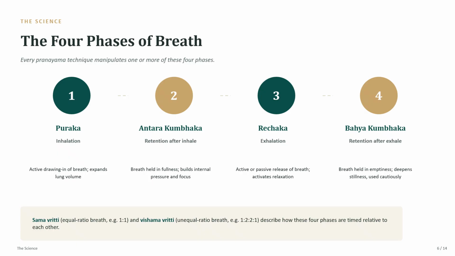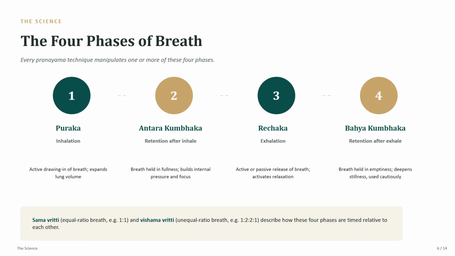So let's talk about the four phases of breath. Every pranayama technique has four phases. Before starting pranayama, everybody has to make sure they sit in silence at least for 5 minutes every day to have awareness of the breath. The pranayama technique is built from these components: puraka, antara kumbhaka, rechaka, bahya kumbhaka.